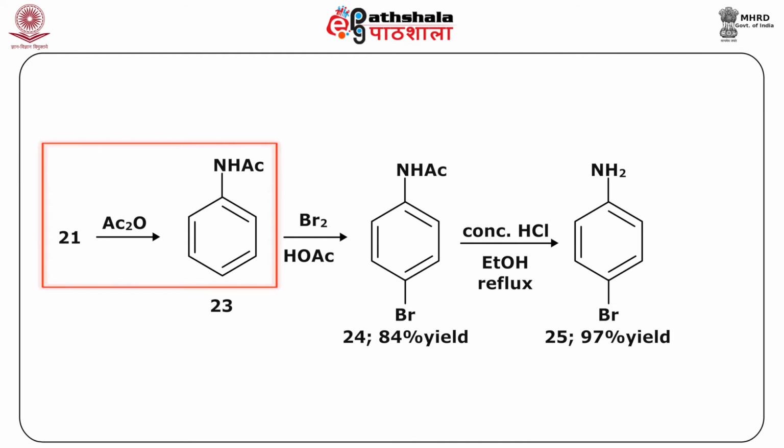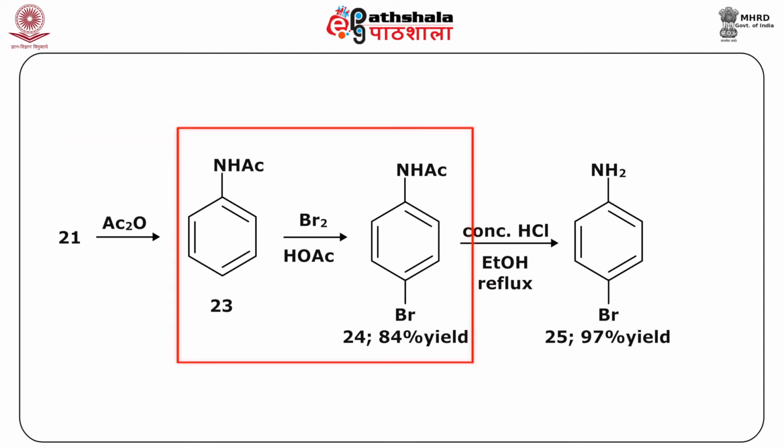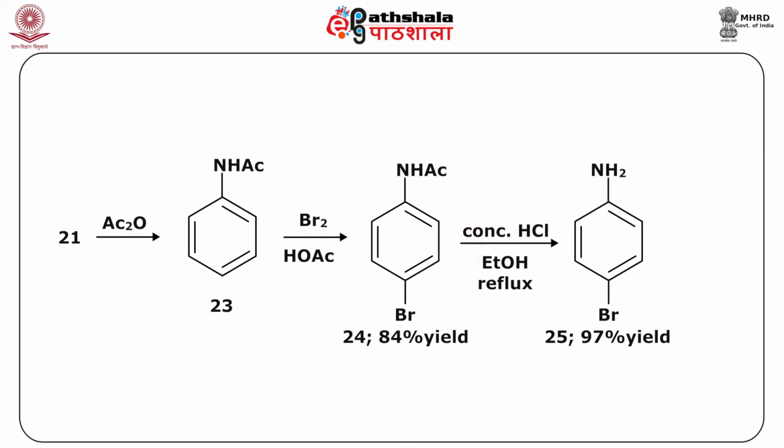The acetylation of aniline converts aniline to acetanilide, represented by structure 23. The compound 23 on bromination gives bromine only at the para position, because the N-acetyl group is larger than the NH2 group, and the hydrolysis does not destroy the benzene ring.